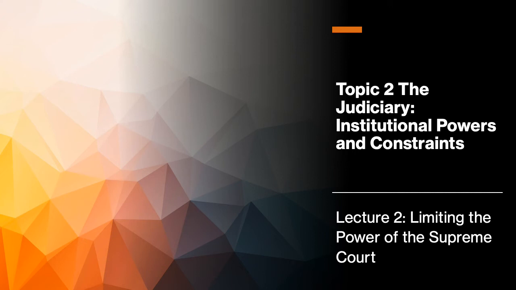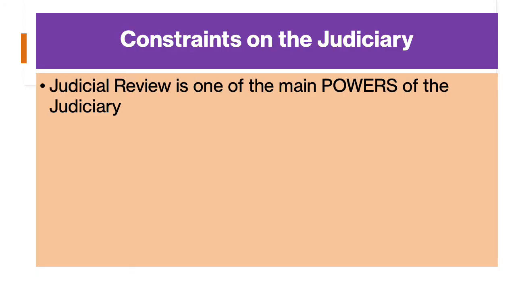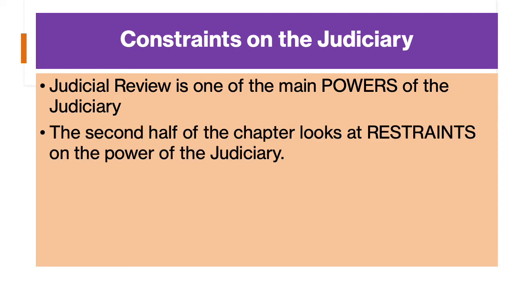Hello, this is lecture 2 from topic 2, and the focus of this lecture is on limiting the power of the Supreme Court. Judicial review is one of the main powers of the judiciary, and we learned about that in the last lecture. The second half of the chapter looks at restraints on the power of the judiciary.